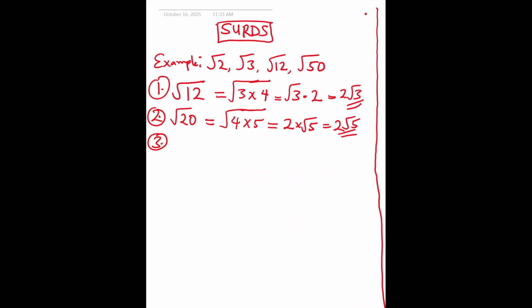So now we'll do number 3. Number 3 is root 18. For root 18, 2 times 9 will give us 18, right? We can find the square root of 9, which is 3, but we can't find the square root of 2. So it's root 2 times 3, that will be 3 root 2. We'll write it as 3 root 2. Number 4, root 50. So we can do 2 times 25.